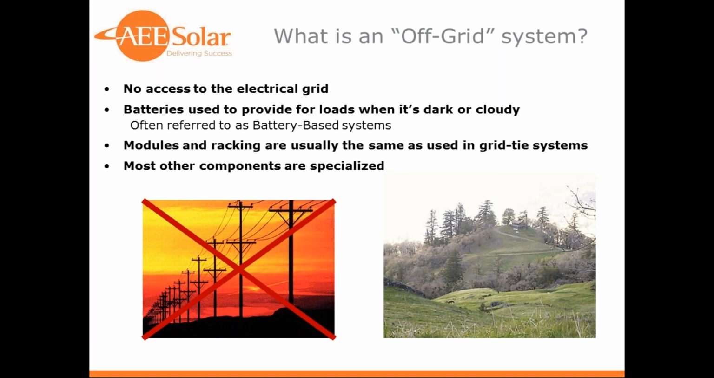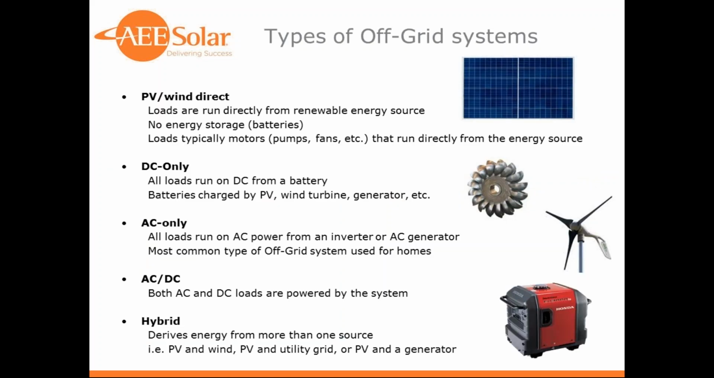In these systems, modules, racking, a lot of the other components are often the same as what's used in grid-tied systems, but lots of other components are very specialized. So there are several different kinds of off-grid systems. There's PV or wind direct systems. These are where loads are run directly from the renewable energy source, with no storage, no batteries, for instance. And these are typically used for loads such as pumps and fans and running motors, which can run directly off an energy source and often at variable speed because the production source is going to be variable.